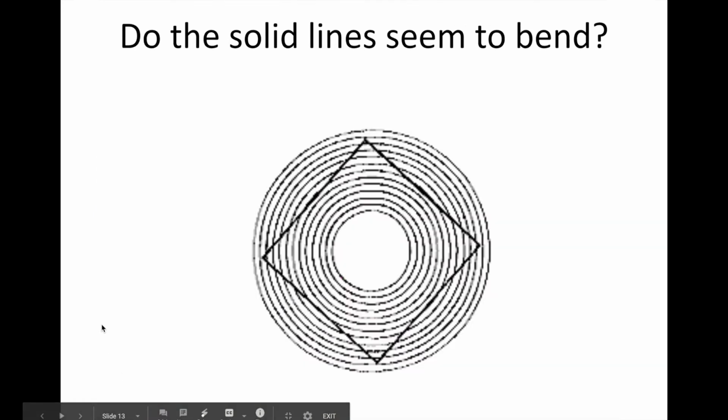Slide number 13. Do the solid lines seem to bend? So these solid lines here is what we're talking about. 1, 2, 3, and 4. This one that looks kind of like a square. Do those solid lines bend? Yes or no?